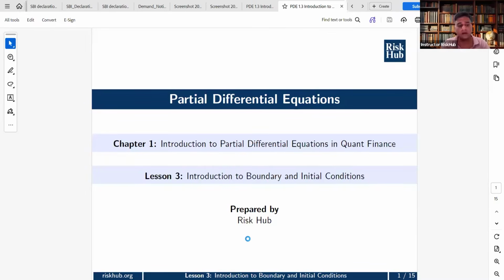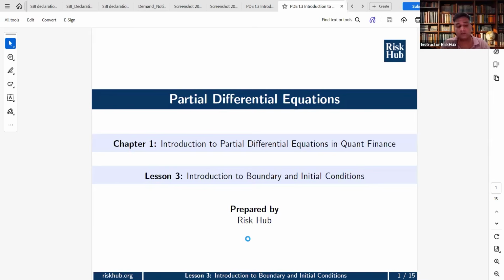A partial differential equation alone is like saying the option price must follow this equation, right? But that is not enough. We also need to say what happens at maturity, what happens when stock price becomes zero, what happens when stock price becomes very large, what is the current state of the market. This is what your boundary and initial terminal conditions do.